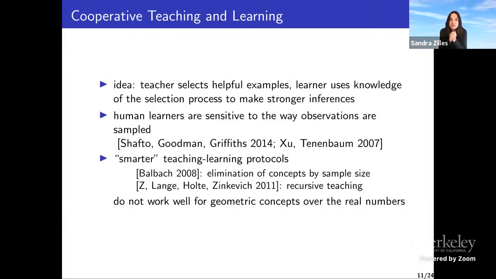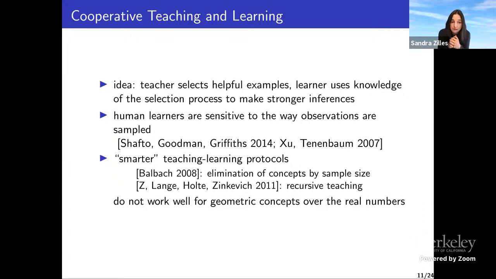Now, to overcome the limitations of that classical teaching model, people have looked at notions of cooperative teaching and learning, where the idea is, in the classical teaching model, the teacher assumes that the learner is stupid in the sense that all it does is produce a concept that is consistent with the examples seen. Now, if the learner instead knows something more about the selection process that the teacher uses, then it can make stronger inferences and therefore learn faster. And that is also supported by psychology. Humans do actually do that. They are sensitive to the way observations are sampled.